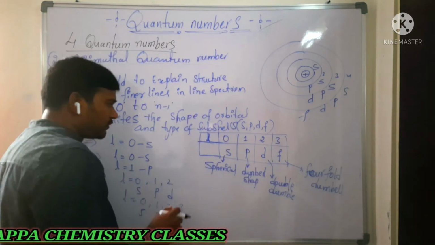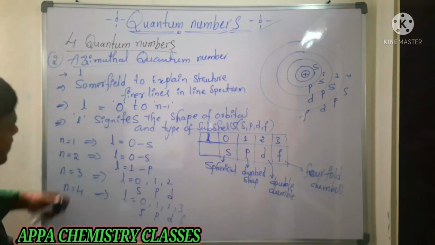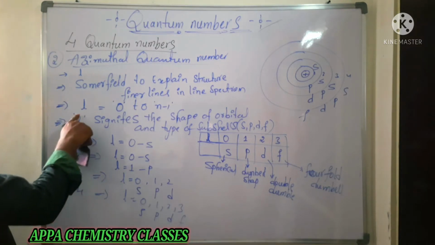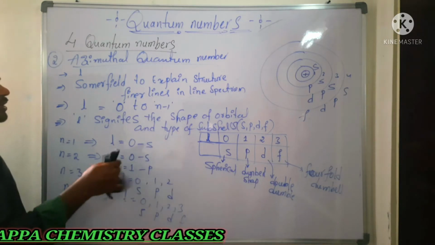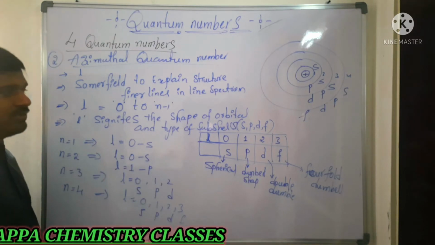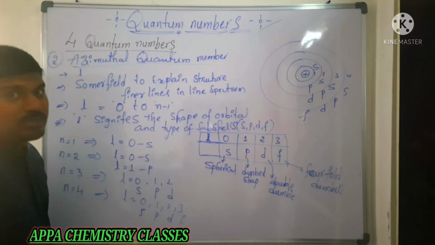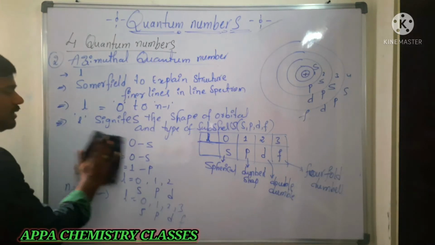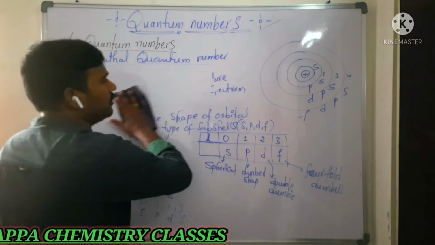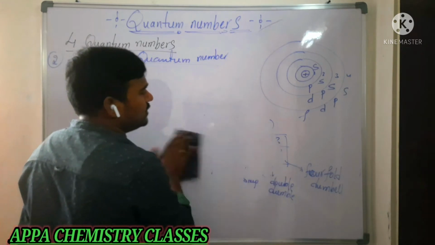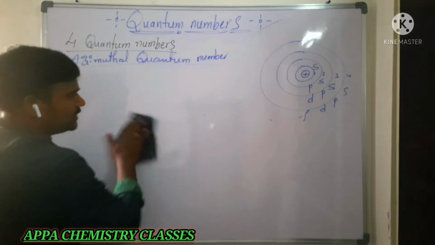So the azimuthal quantum number depends on the principal quantum number. Azimuthal quantum number values lie between 0 to n minus 1. So what does L signify here? L signifies the shape of the orbital and the type of subcell in which the electron is present. Is that clear? Now we are going to see the maximum number of orbitals present in a subcell.